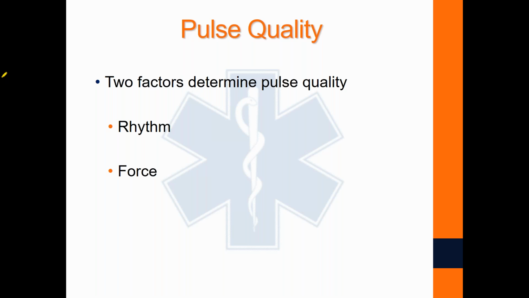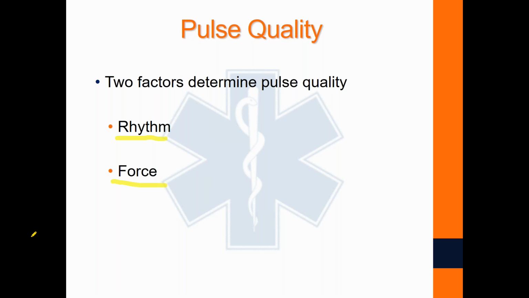So this should all look pretty familiar. When we were talking primary assessment and we were talking about the C in ABC, our circulatory, we were looking for rate, rhythm, and quality. So we've already talked about rate. Now we have rhythm and quality.